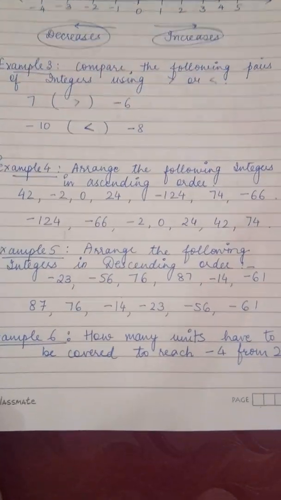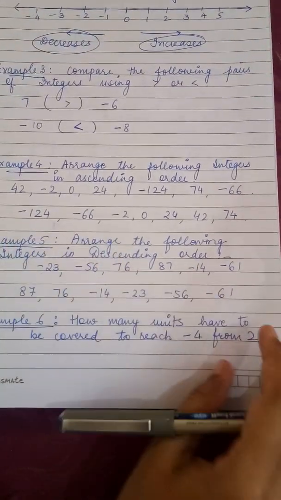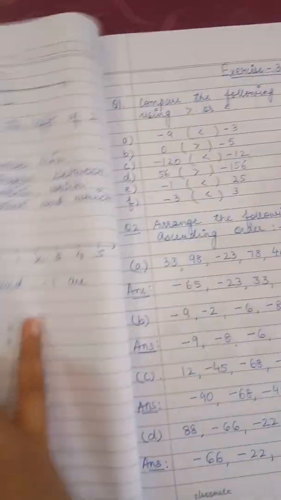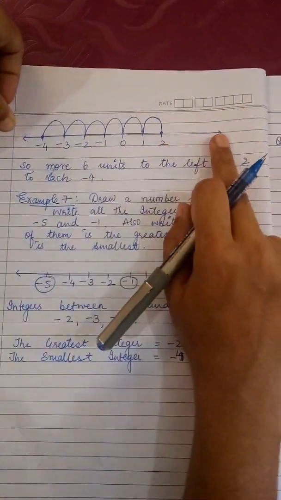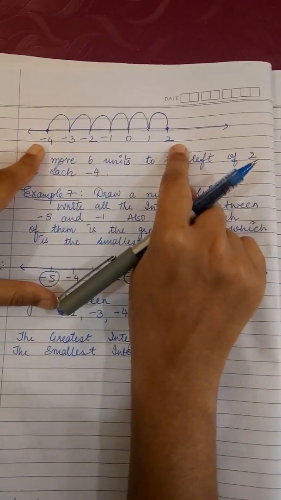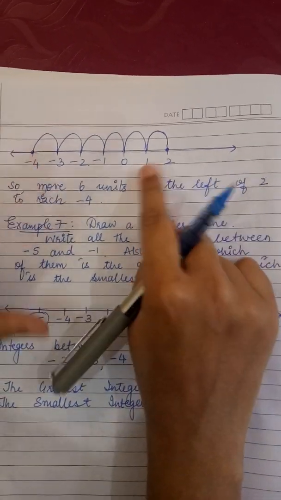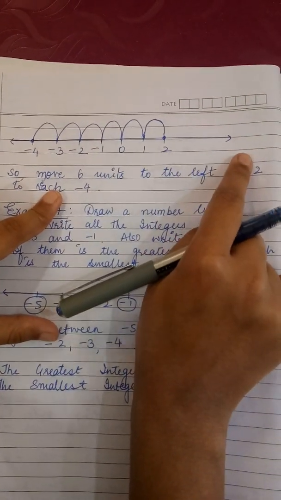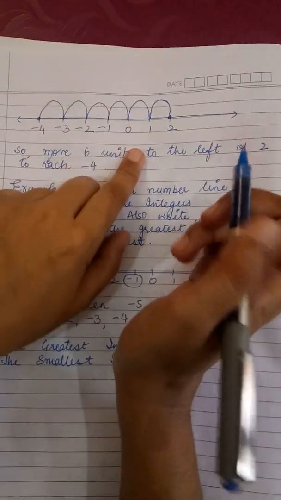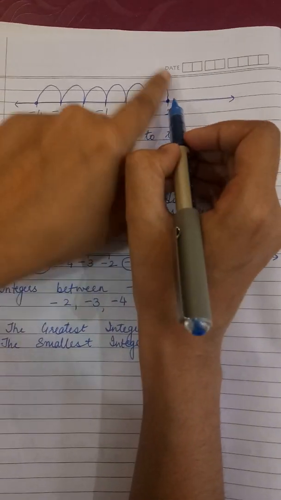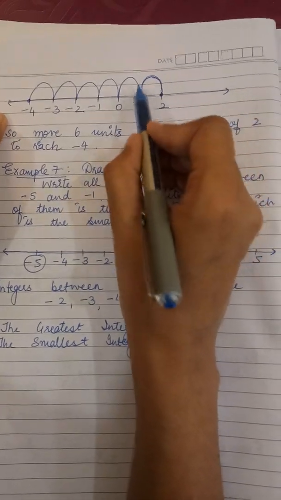Okay. Now next we are going to move to example 6. How many units do we have to cover to reach minus 4 from 2 on the number line? Now how are you going to do this example? Look here. The question is saying that on the number line we are going to label these numbers the way we are doing it, 0, 1, 2, 3 and so on, and then here minus 1, minus 2, minus 3, minus 4 and so on. Okay, now they are saying that if from 2 we have to move to minus 4, then how many moves will we take back?